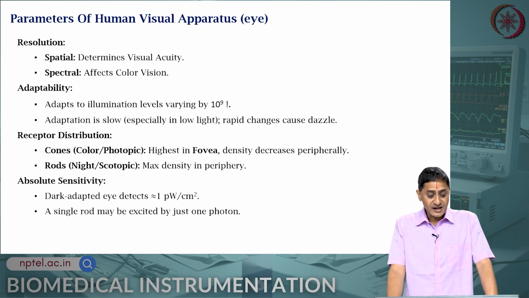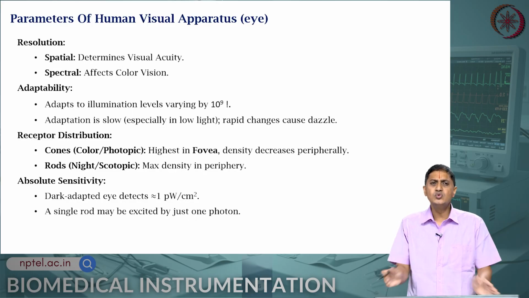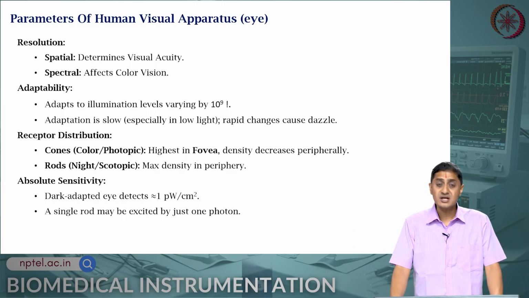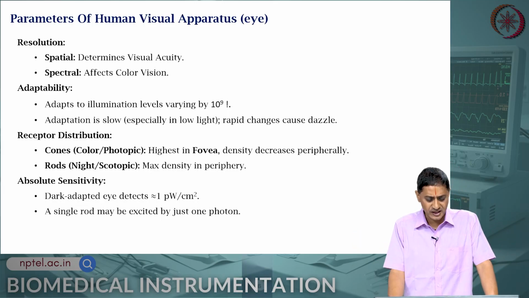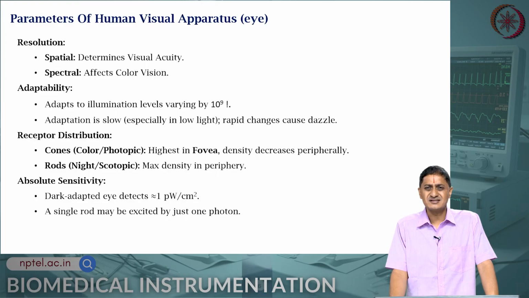In terms of adaptability, eyes can adapt to illumination levels from 1 to 10 to the power of 9, to giga levels. That is a huge range, a very broad range. Of course, this adaptation is not quick. This adaptation is relatively slow, especially in low light conditions, and these rapid changes cause what are called dazzles.